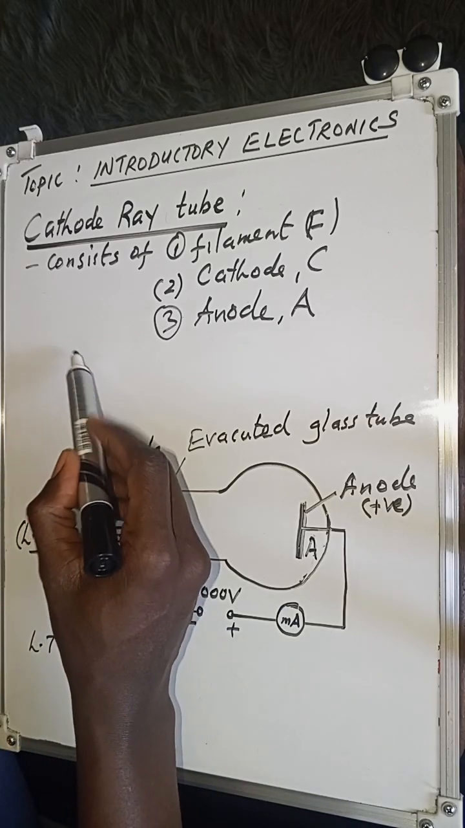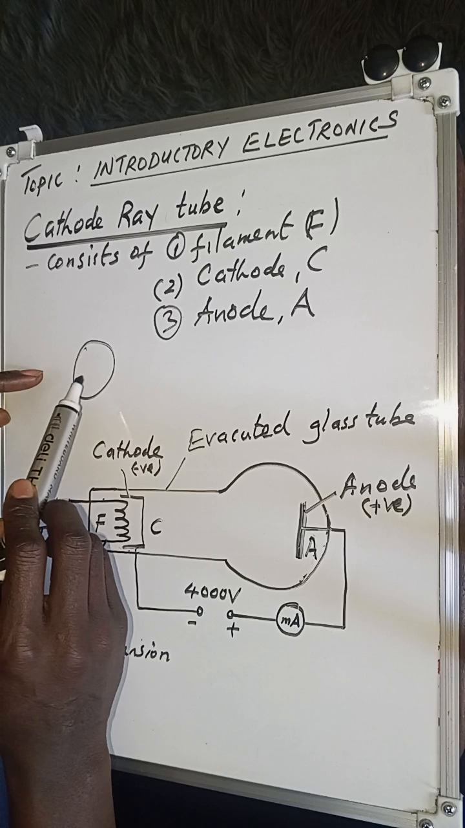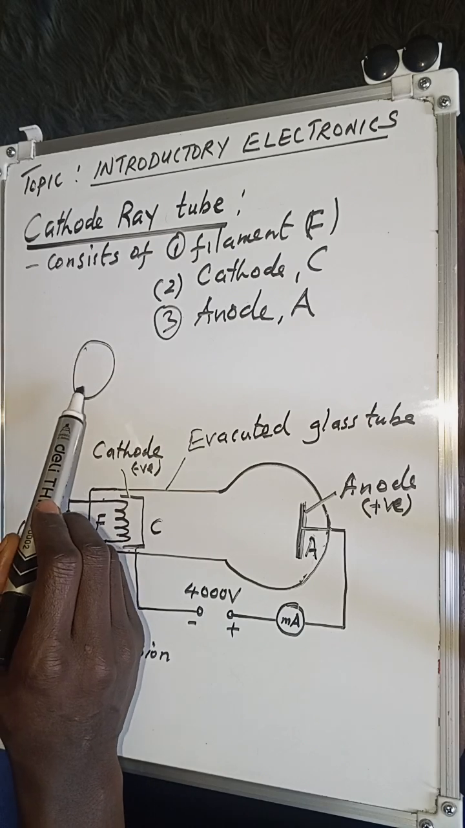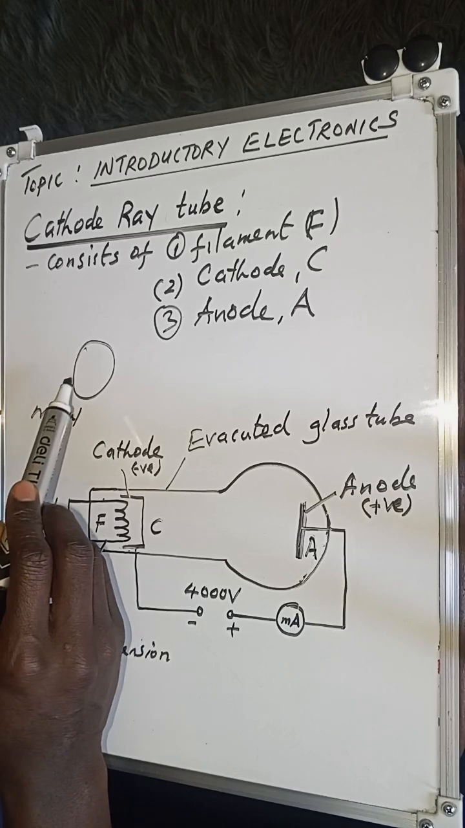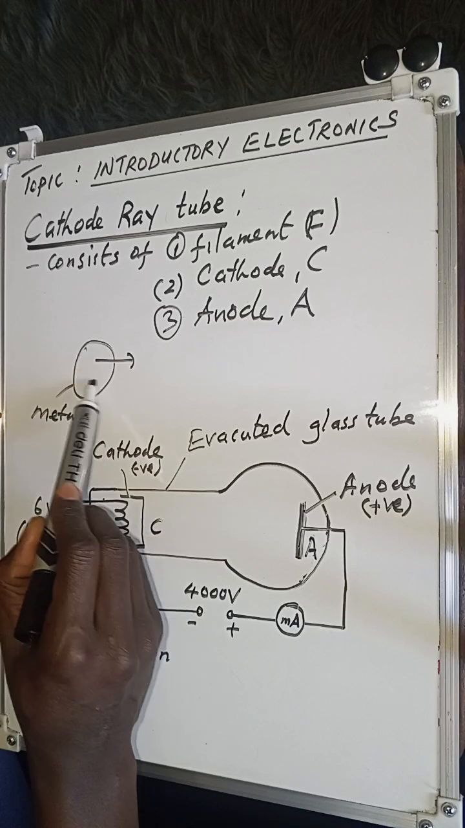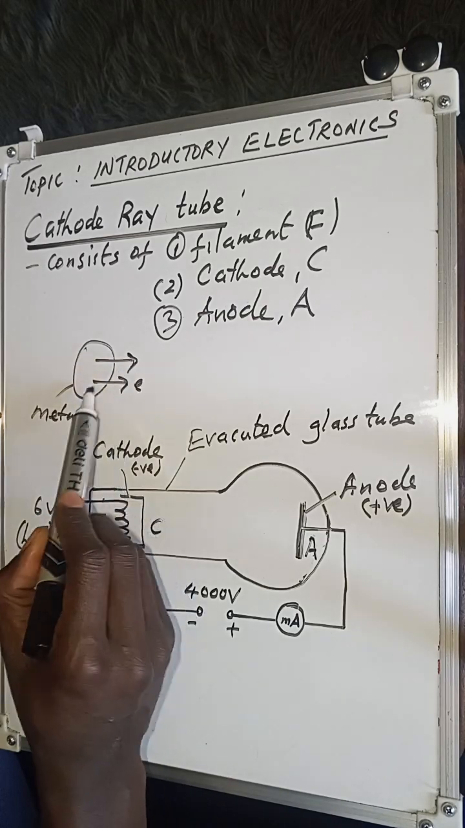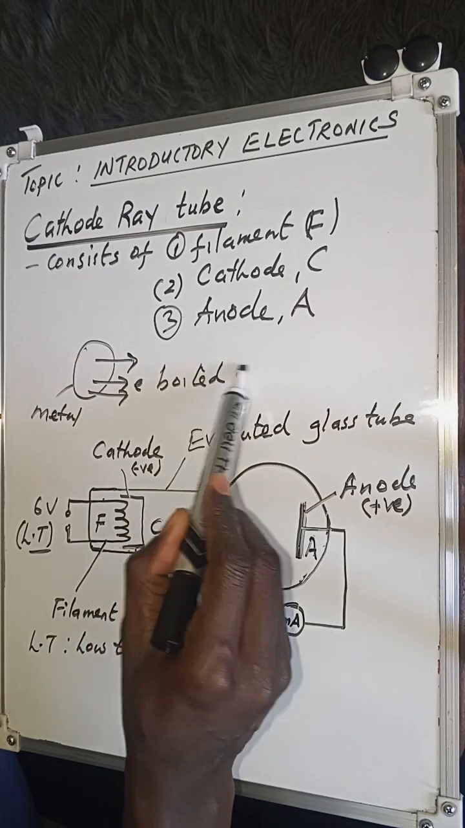You can consider it like you have got a metal, and that metal is connected to a power supply. So if this is a metal and the metal is heated to a high enough temperature, the free electrons in that metal are going to be ejected. So they are going to move, or we can say they are going to be boiled off.